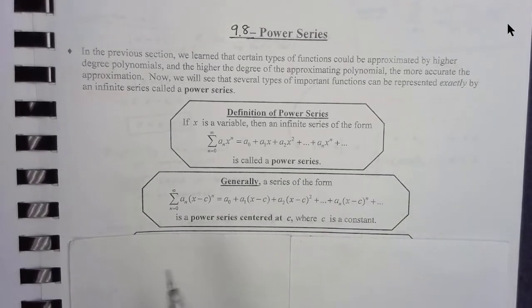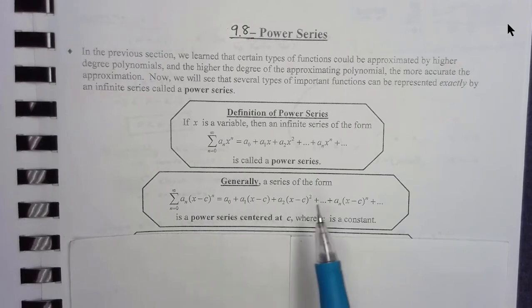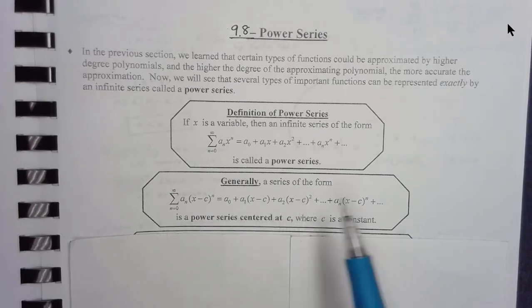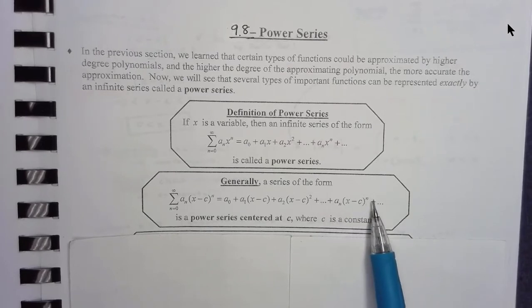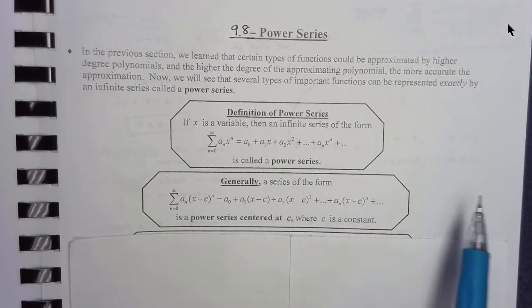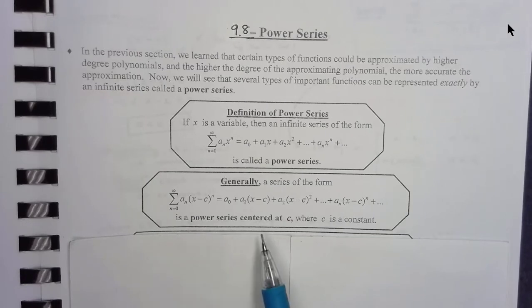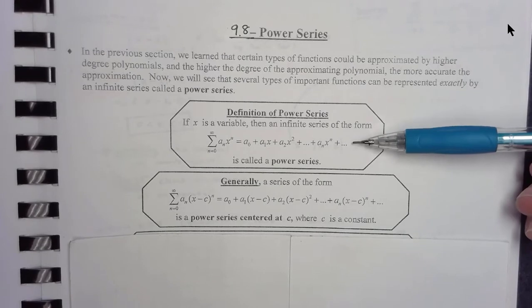Generally, a series of the form n goes from 0 to infinity of a sub n times x minus c to the n is a0 plus a1 times x minus c plus a2 times x minus c squared plus dot dot dot plus a sub n times x minus c to the n plus dot dot dot. It is a power series centered at c, where c is a constant. So when you see it in this form up here, we know that we are centered at 0.